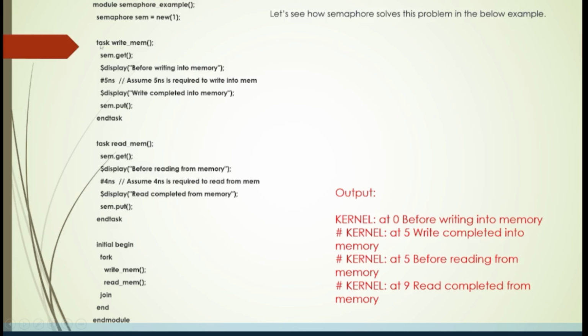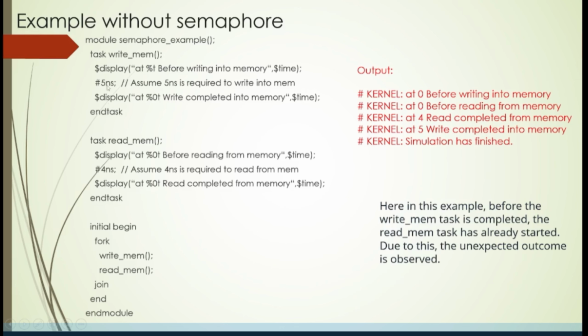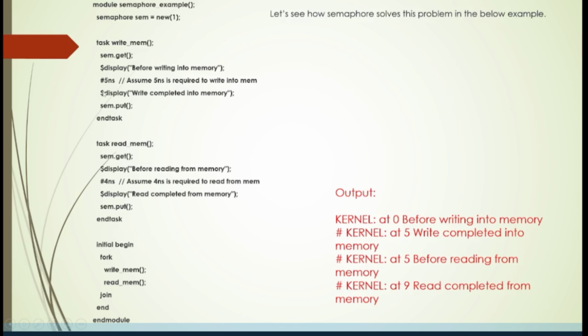Now, if you see here, these are my two tasks. For every task I have used sem.get. So this is my semaphore, I am telling it to get. Now, if you see, everything is the same here, except sem.get and sem.put. Display 5 nanoseconds, display 5 nanoseconds, display 4 nanoseconds, display. The only thing I have added is I have created a semaphore and I have used the methods sem.get and sem.put. And within the fork join, write memory and read memory have started.